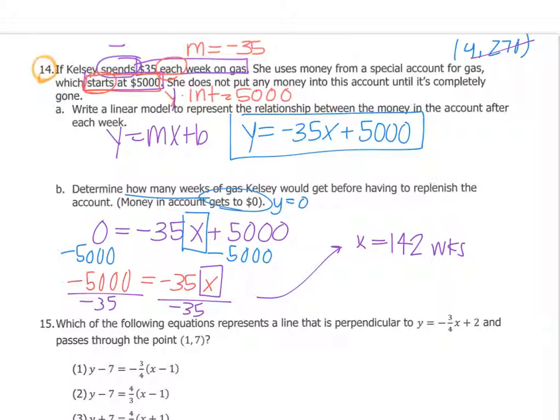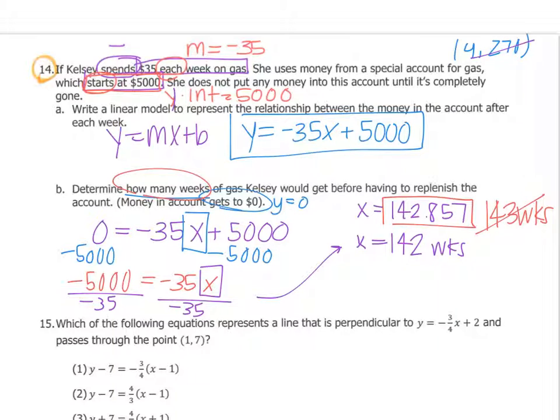Now you'll notice that I rounded here because here we found x equals 142.857. And we're talking about how many weeks she would have in order to pay for this gas. If she goes to 143 weeks, she's already out of money. She ran out of money at 142.8 weeks. So we need to round down in this case to 142.